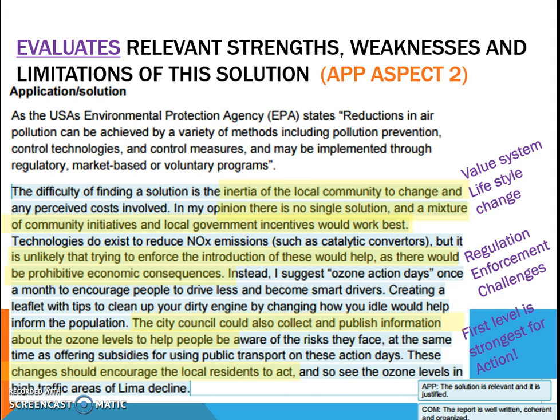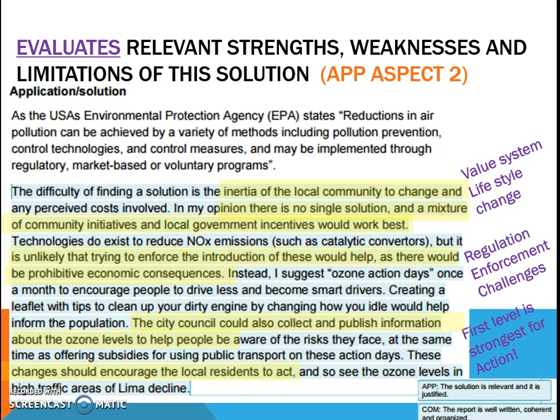Furthermore, they then talk about how they want the local government to be publishing all that educational stuff. Well, why do they want to do that? Well, they think it'll be really positive because the first level of pollution management is the strongest to actually get local residents to act. So all of these are evaluations, and that is how you get full credit. And this person did get full credit. They were super organized. They had lots of good ideas, but they justified and evaluated them.